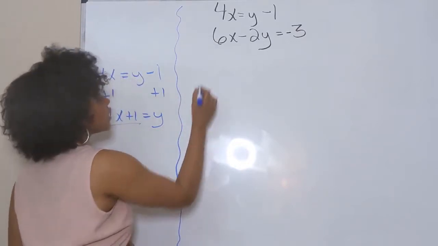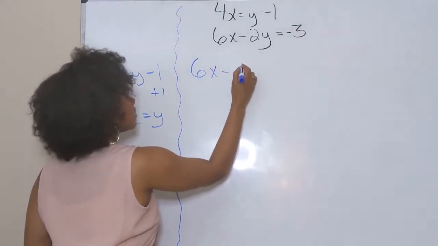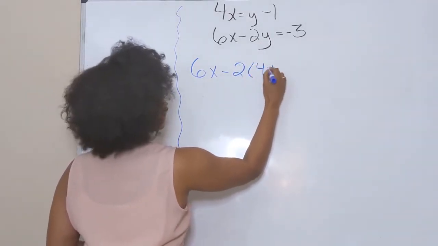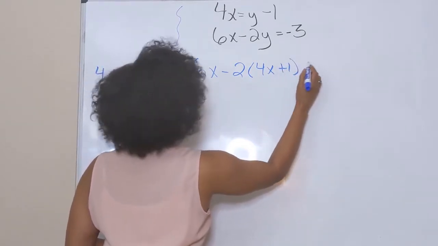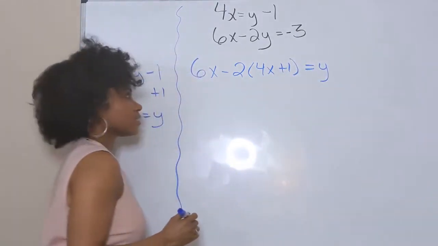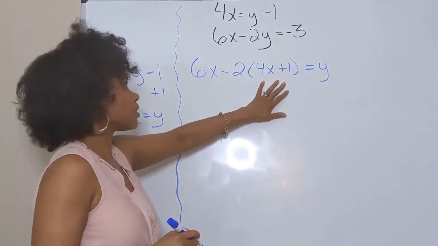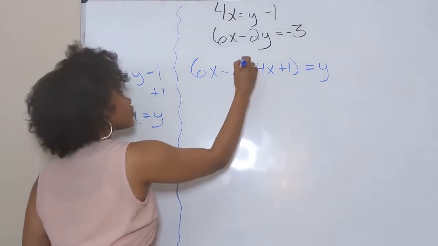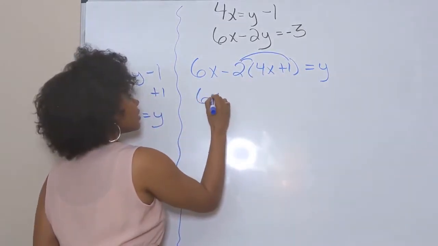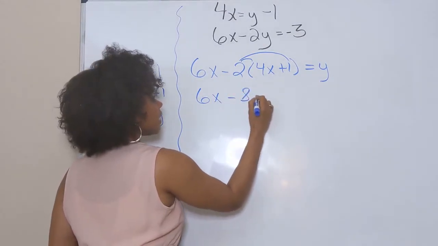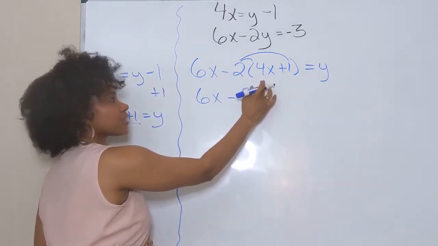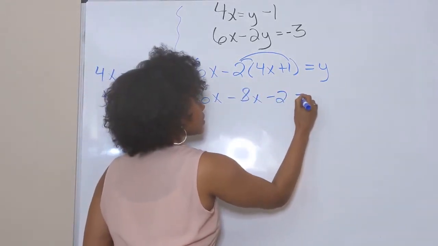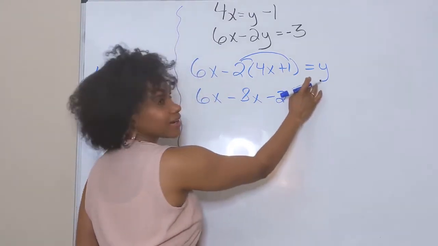Separating my work here, bringing down 6x minus 2 instead of 2 times y. That is 2 times 4x plus 1 equals y. Again, I've got to put parentheses around it because I need to multiply a negative 2 by both terms. Distributive property: 6x minus 8x. Negative 2 times 4x is negative 8x. Negative 2 times 1 is negative 2 equals, and I made another mistake here.